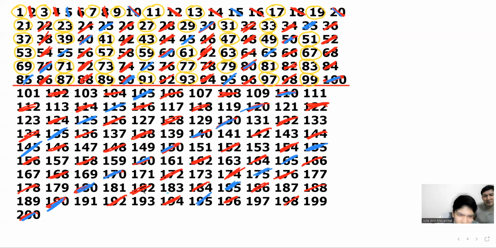Okay, so let's count again how many are co-prime to 100, which are also co-prime to 200, outside the 100 boundary now. So 1, 2, 3, 4, 5, 6, 7, 8. Actually, I'll just go diagonally because those are the ones left out.